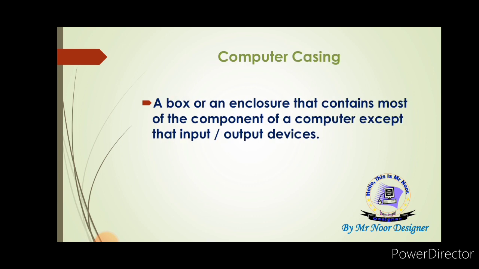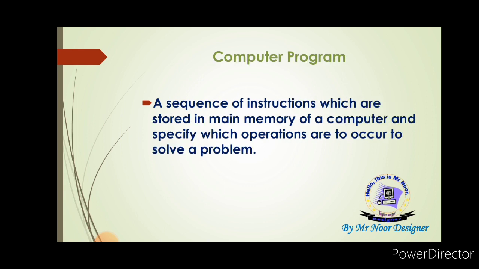Computer casing. A box or an enclosure that contains most of the components of a computer except the input and output devices. Computer program. A sequence of instructions which are stored in main memory of a computer and specify which operations occur to solve a problem.